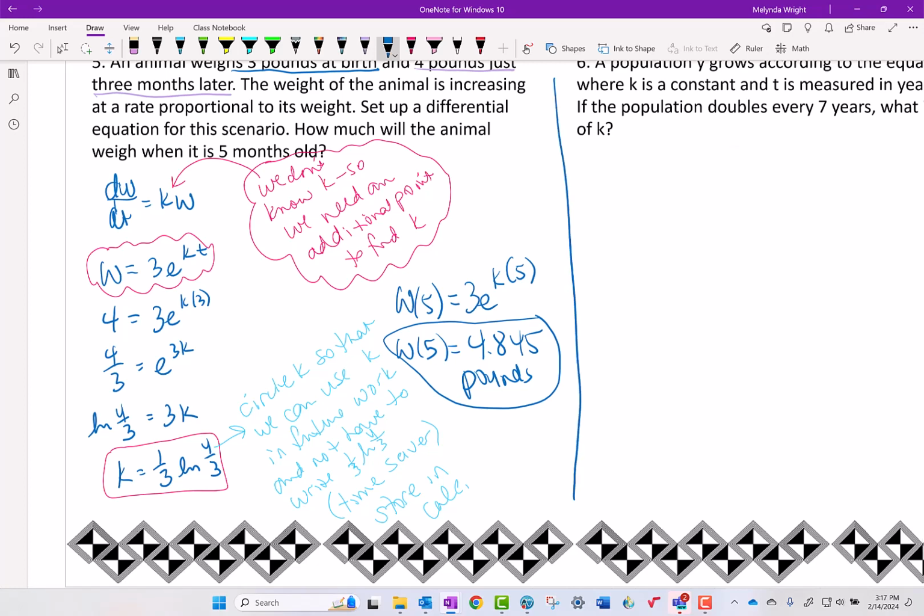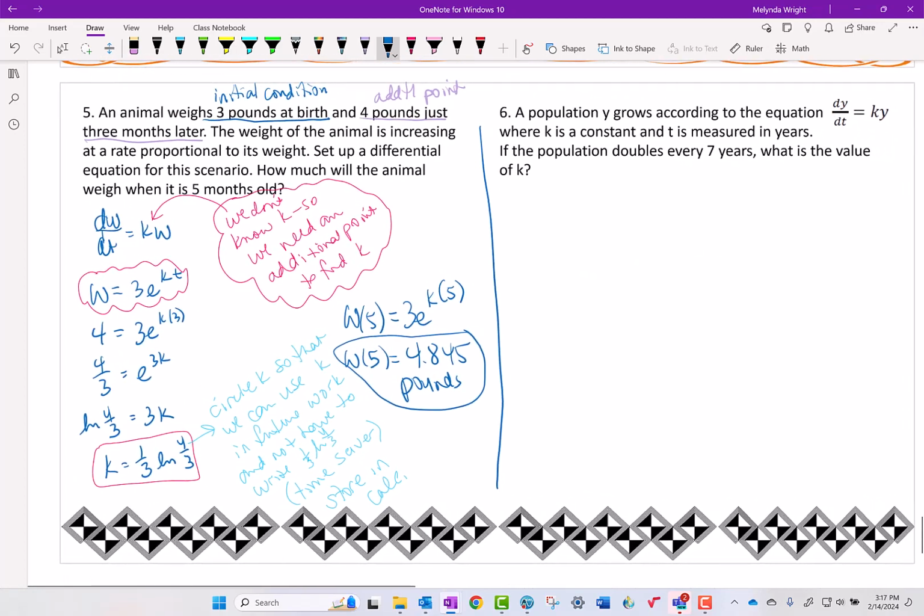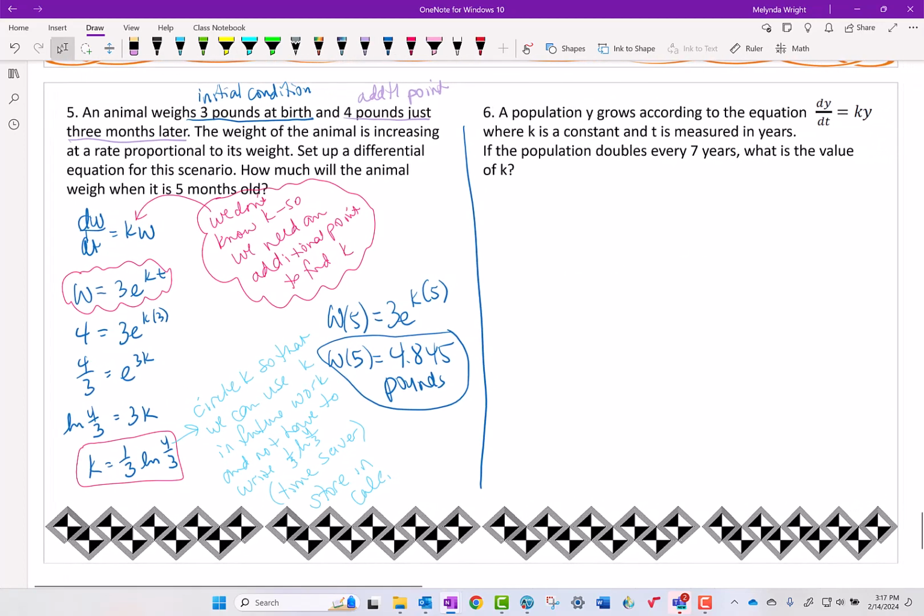Okay, one more question. Question number 6 says a population y grows according to the equation dy dt equals ky, where k is a constant, t is measured in years. If the population doubles every 7 years, what is the value of k? Now they didn't give us our initial condition, did they? But they did give us some information.